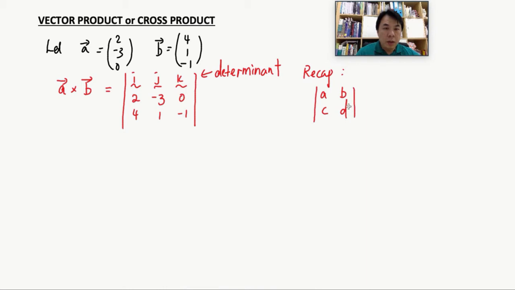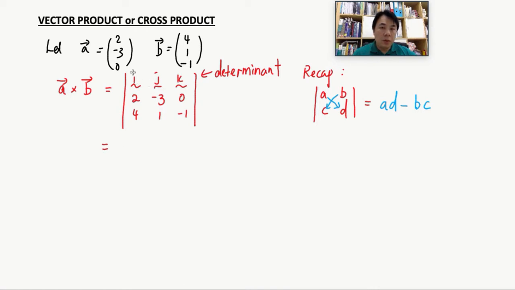Just for a recap, for a simple determinant of A, B, and C, D, if you wish to find the determinant of this matrix, the process would be A multiplied with D, so we have AD, and then subtract B multiplied with C. That's how we perform the determinant method here. Now we're going to extend this simple idea onto a three-dimensional determinant.